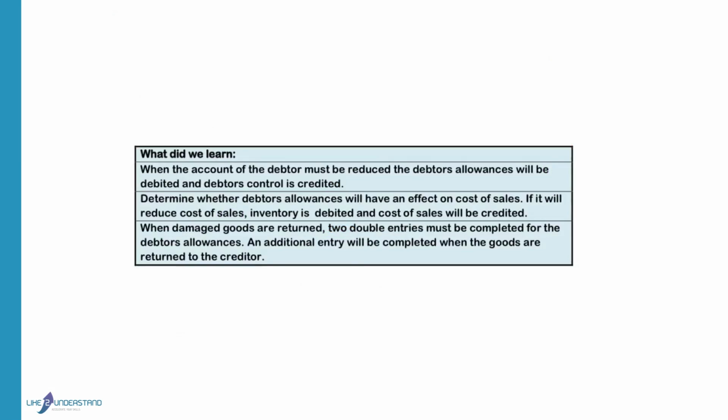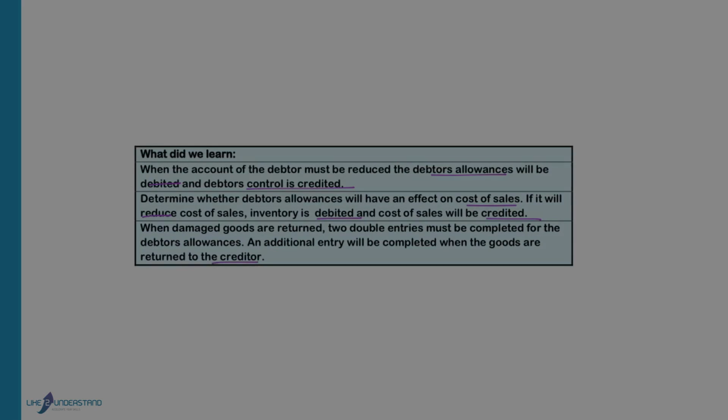When the account of a debtor must be reduced, the debtors' allowances will be debited and debtors' control will be credited. You have to determine whether the debtors' allowances will have an effect on cost of sales. If it will reduce cost of sales, inventory is debited and cost of sales is credited. When damaged goods are returned to the creditor, the entry will be completed to reduce the inventory and to reduce the amount that's returned to the creditor.